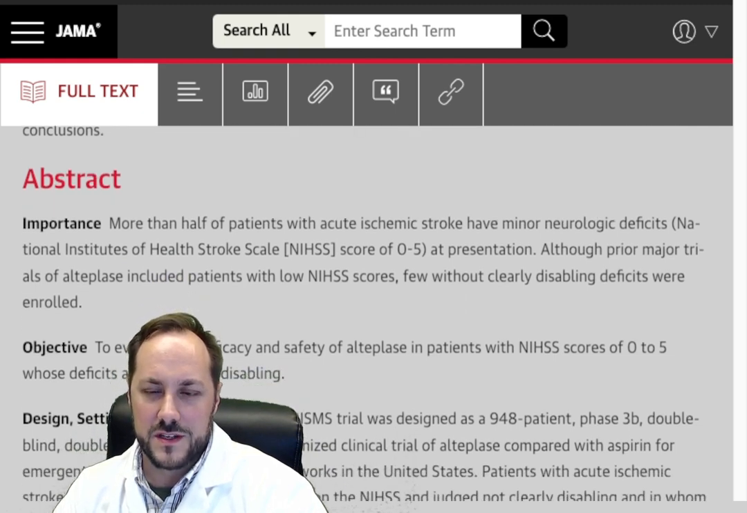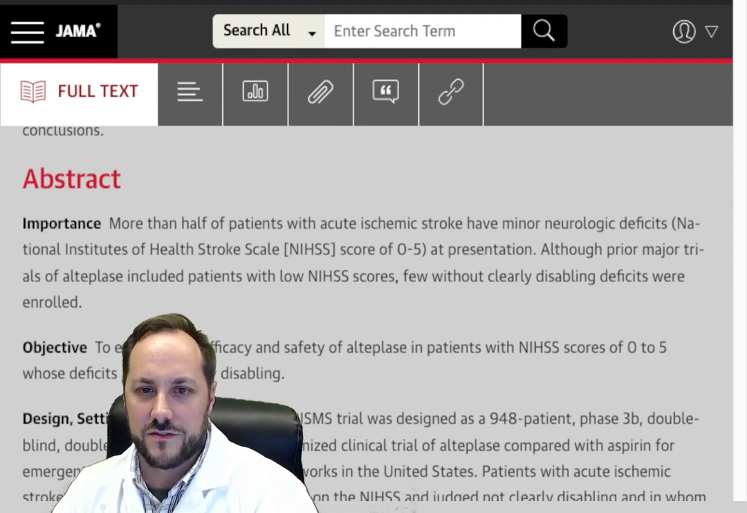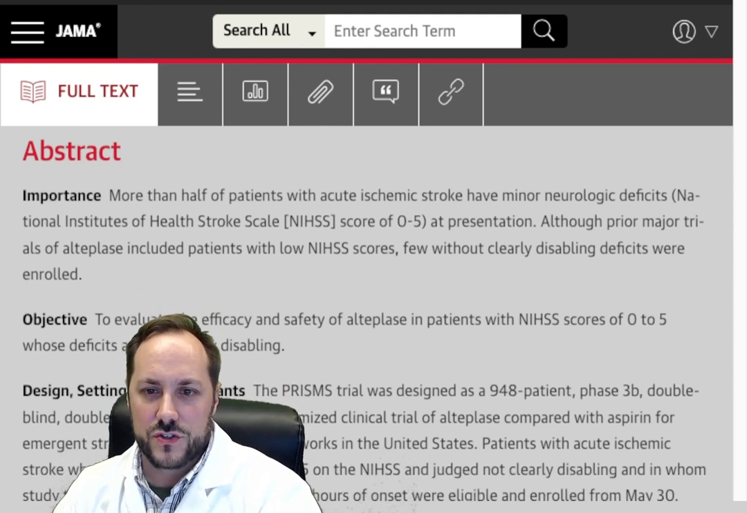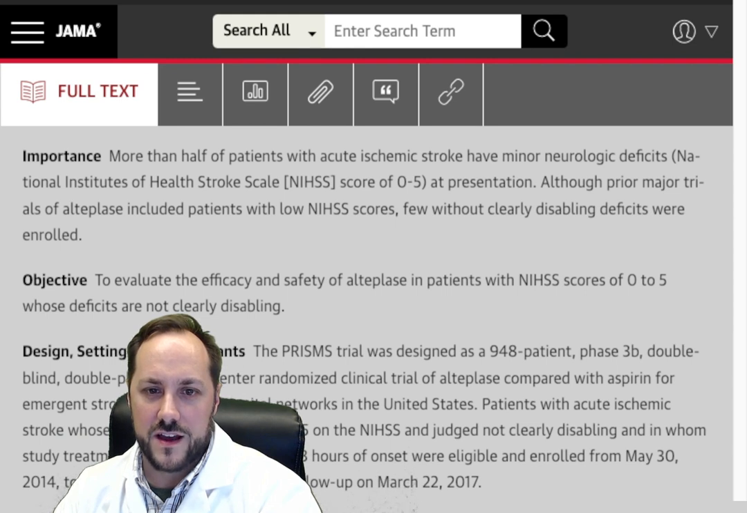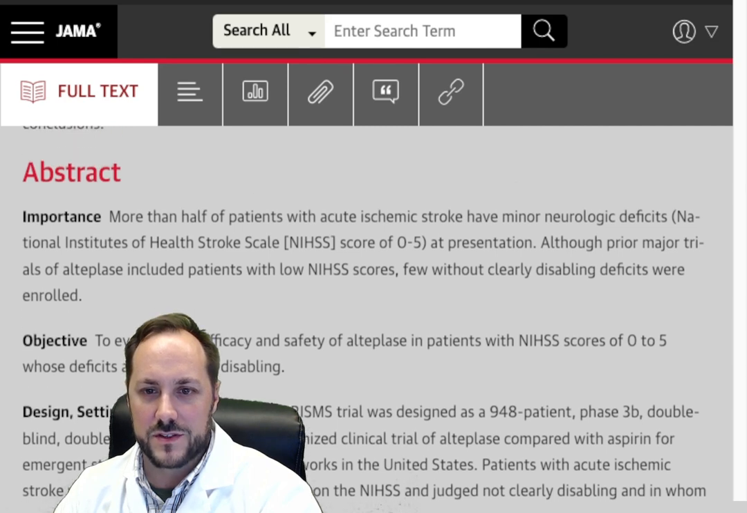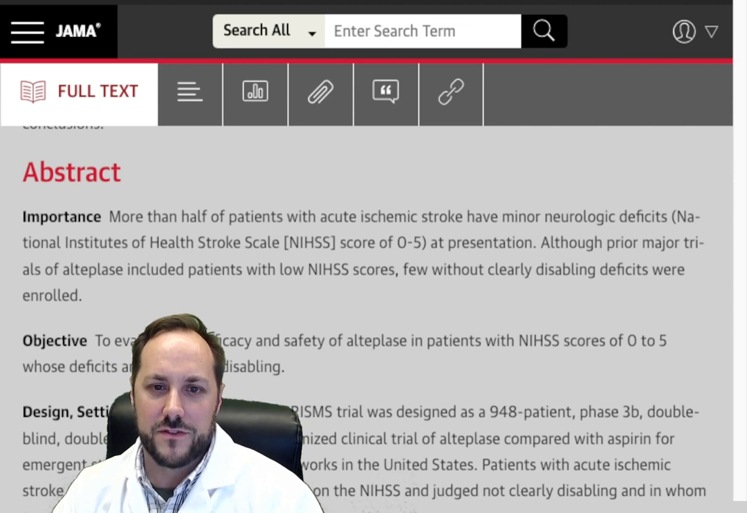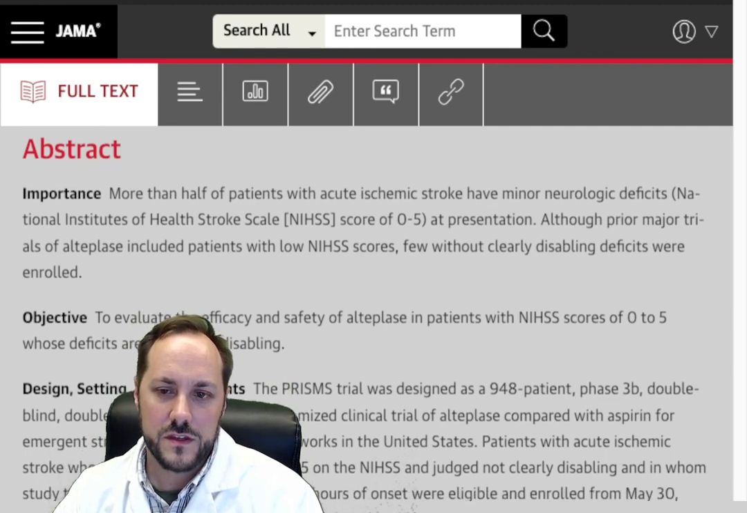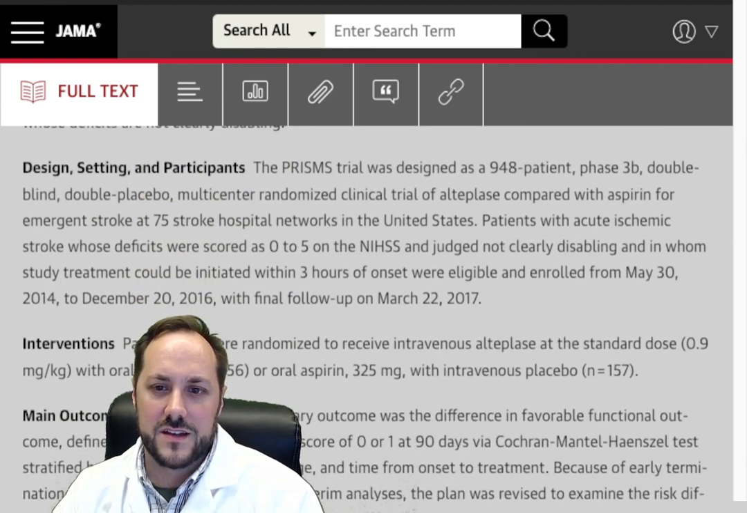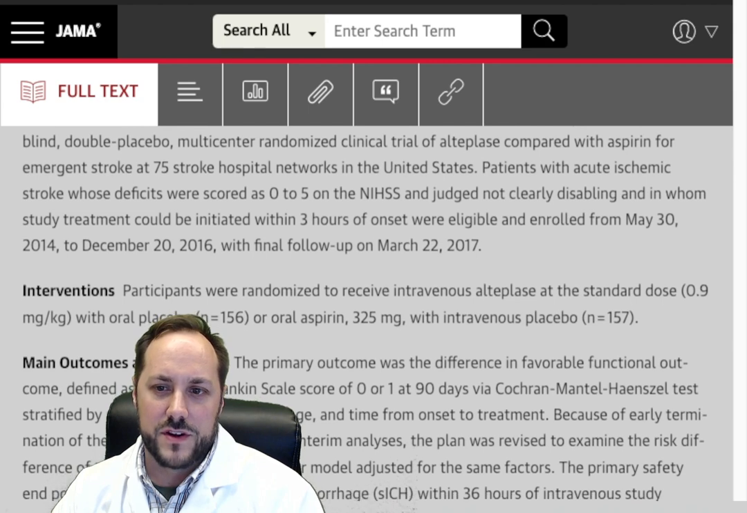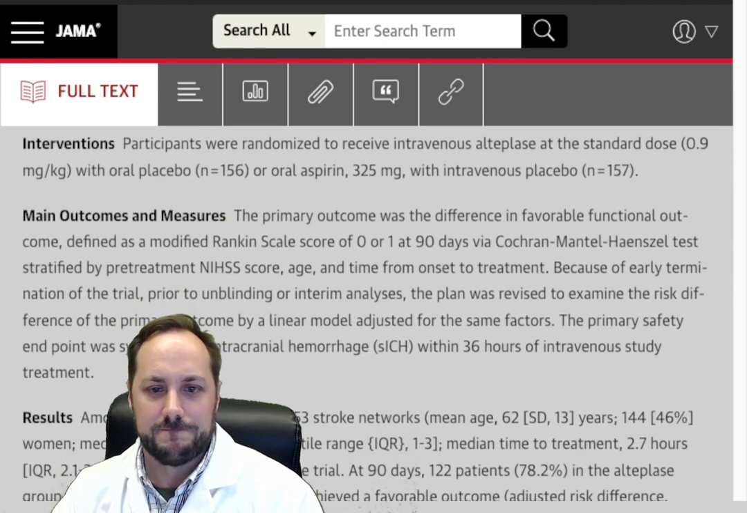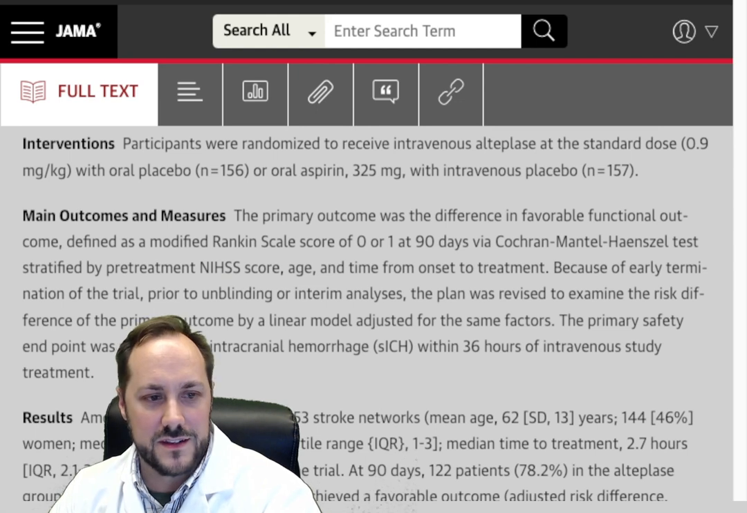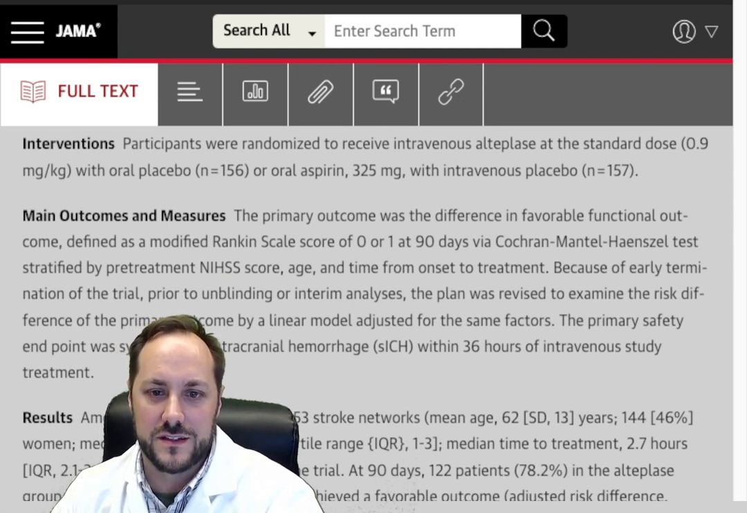So they were saying this would be people at presentation that have an NIH stroke scale of 0 to 5, which you could argue about, but that seems kind of reasonable. And they're also saying that it's important because over half of the people coming into the emergency department have a low NIH stroke scale, 0 to 5. So I would say that this sets up the question, if you have aspirin versus alteplase, what about dual antiplatelets?